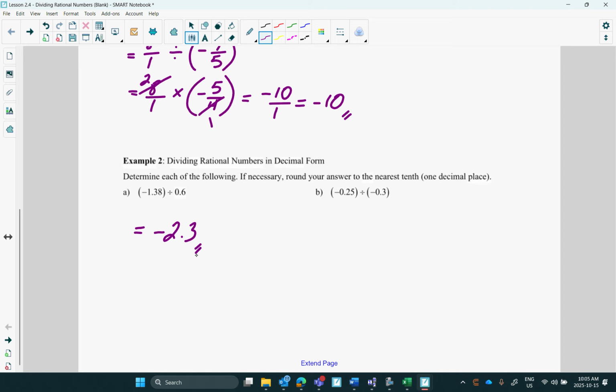But this next one, I believe we're going to have to round. Is the answer positive or negative? Positive, and what do we get when we round to one decimal place? 0.8. Good. And that's that. Short and sweet. You got a lot of ground covered.